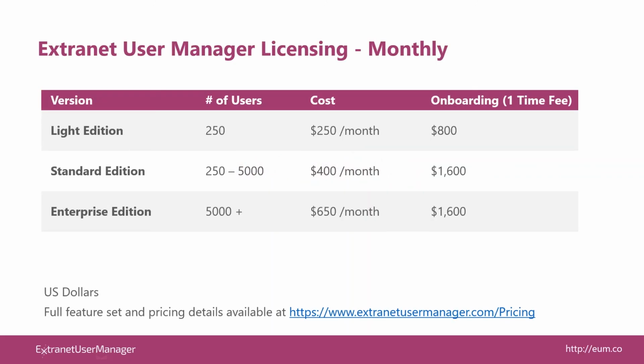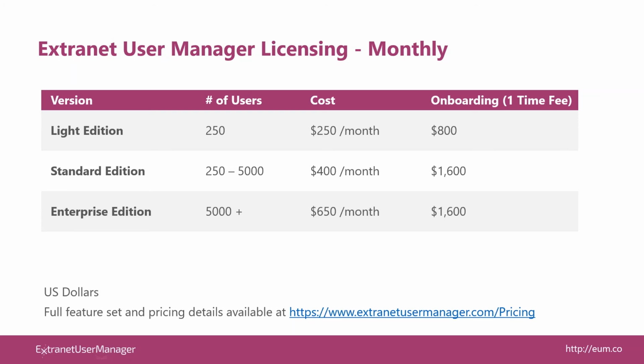We basically have 3 editions of the product, and really the only differentiation between them is the number of external users that you're going to be inviting in through there. So we didn't want to go to a model where you pay for every external user that you invite in. We wanted to just have buckets of users and kind of eliminate that question. So if you've got 250 or fewer external users, that's the light edition, which is $250 per month, and an $800 onboarding fee.